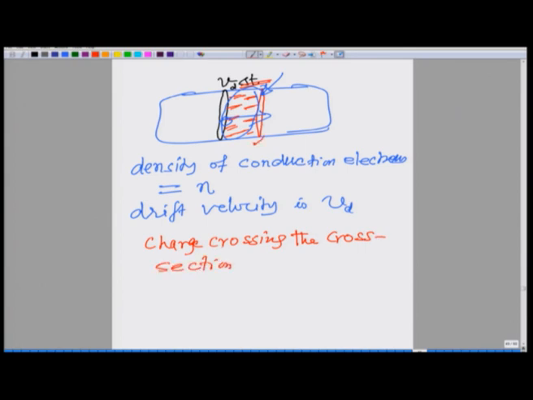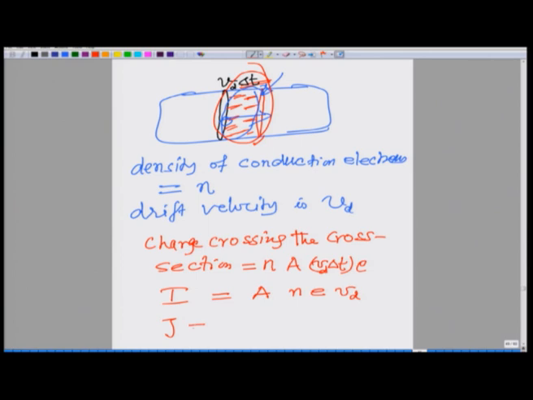Which cross section? This cross section here. The charge crossing will be the number density, number of electrons per unit volume, times the volume, that will be A into v_d delta t. So, this is the total number of electrons present in this volume at any given time t, and these charges cross in time delta t. So, the charge crossing is this multiplied by e, and hence the current, which is charge crossing per unit time, will be A into N into e into v_d.